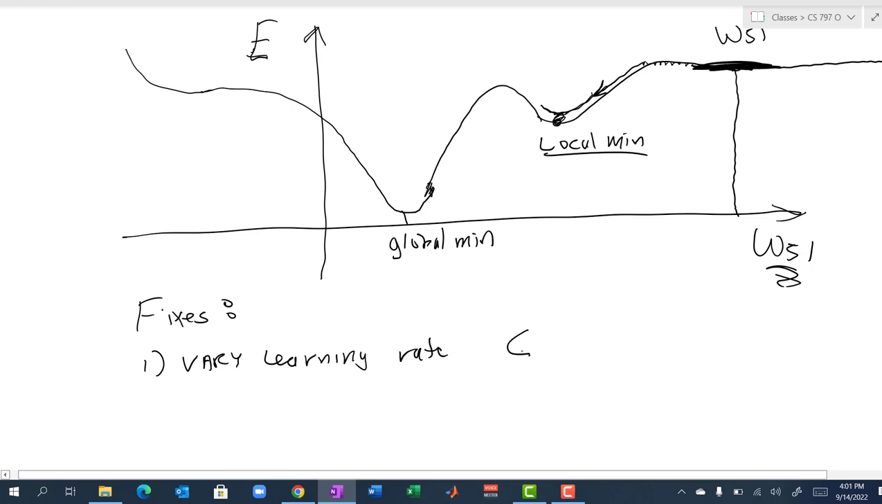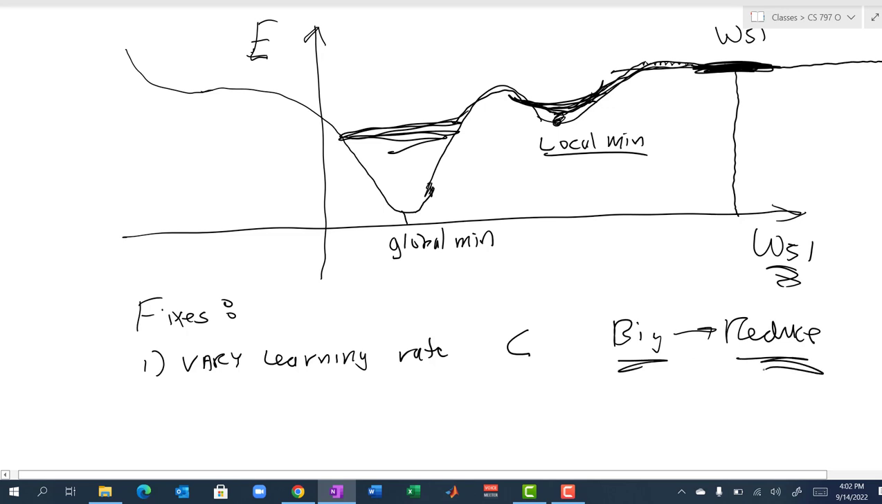That number C, you start out big, so that if you're in a flat region like over here, you take big steps. But the problem with big steps is you may step back and forth here, or hopefully you take big steps and you jump back over here, but then you may bounce back and forth and never get to the bottom of this global minimum. So you start out big, but then you reduce. Start out with a big learning rate, and then as you go along, you reduce it to get smaller and smaller, so that eventually you find your way down to the minimum.